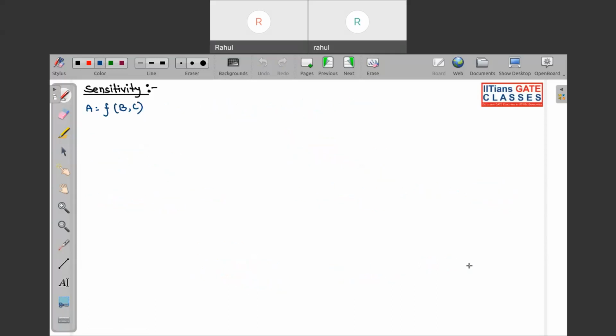Okay, fine. So next we have the concept of sensitivity. Suppose we have a variable A which depends on functions B and C. That means A is your dependent variable, B is your independent variable, and C is also your independent variable. So A depends on B and C over here.